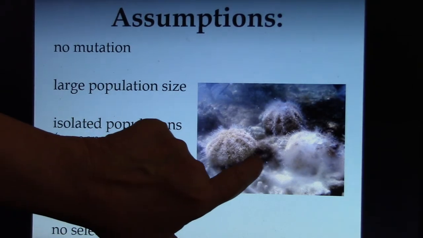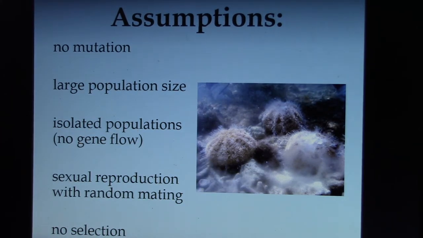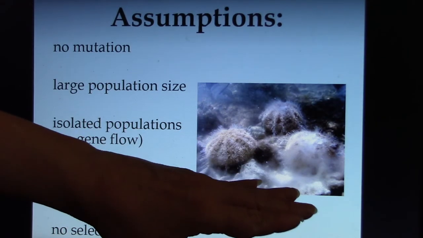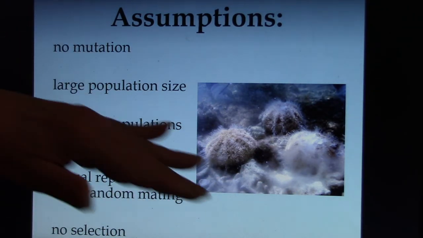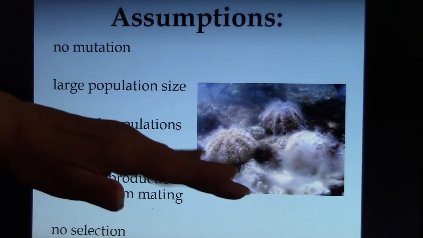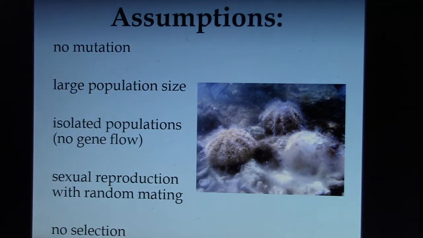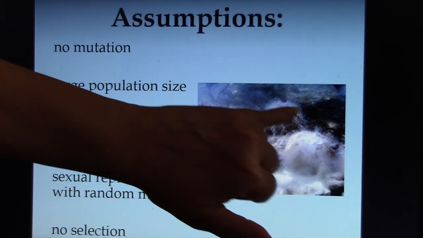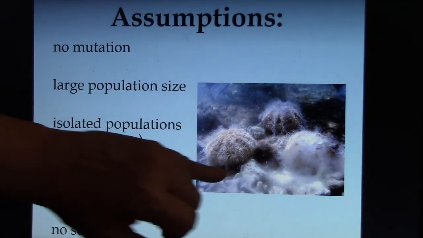I got you. This is a picture of sexual reproduction with random mating. Sea urchins. See, we don't do this, and most species don't. Now, sea urchins do this, but not these other things. So their allele frequencies in their populations are changing. So they are not in a Hardy-Weinberg equilibrium. But they do show true random mating.